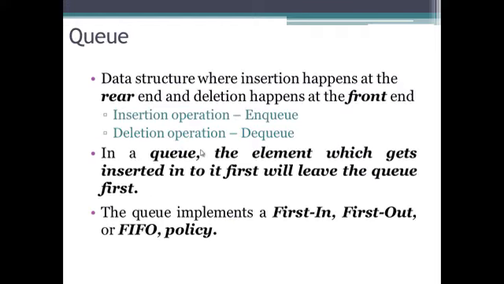So queue is a data structure where insertion happens at the rear end and deletion happens at the front end. Here the insertion operation is termed as NQ and the deletion operation is termed as DQ. So you could see that in a queue, whichever element got inserted first will be the first element to leave the queue. So queue follows the first in, first out policy, that is FIFO policy.